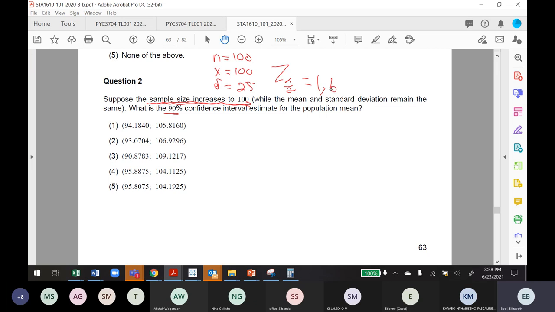It was 1.645. So calculate. I'm just going to leave it to you now. Give it some time, calculate, and then we will come back and do it together. Do it on your own, and then we'll do it together.